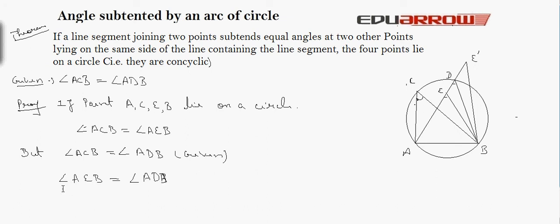So by comparing these two equations, we can write angle AEB is equal to angle ADB. This is not possible unless E coincides with D, and similarly E dash should also coincide with D. So we can say that A, B, C, D are concyclic, or all these 4 points lie on the circle.